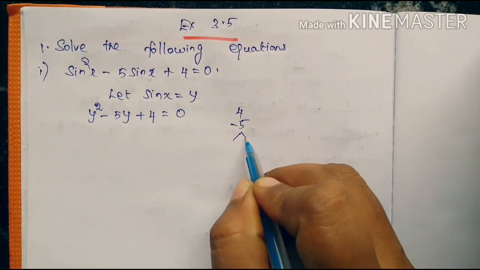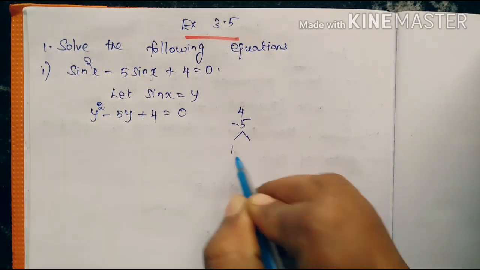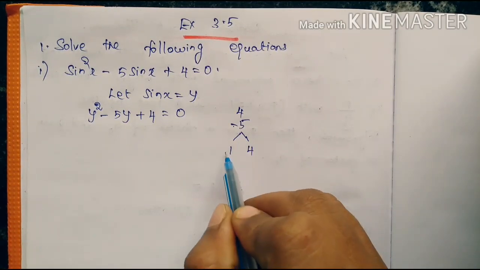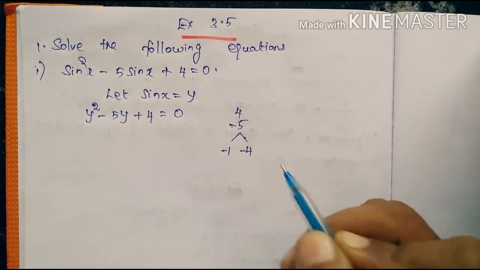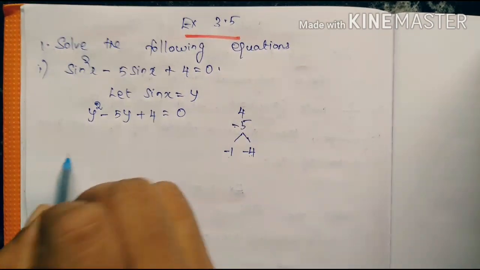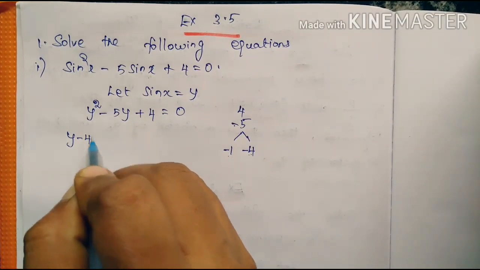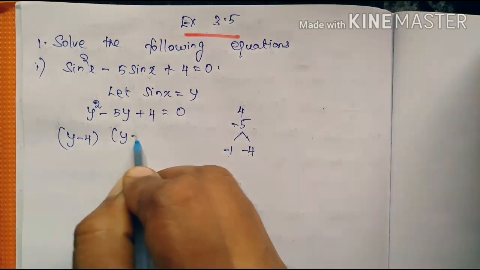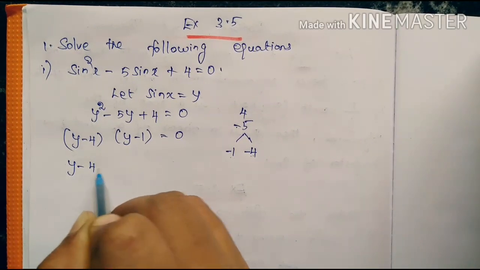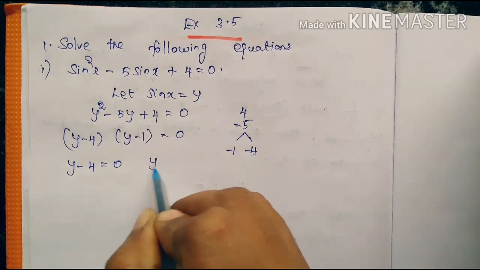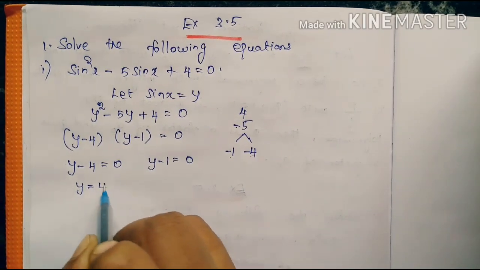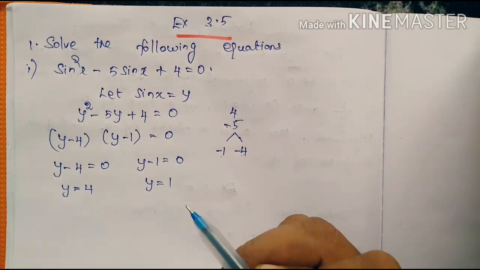So we can take the two numbers to be 1 and 4. Since it is minus 5, we can take minus 1 and minus 4. 1 into 4 is 4 and minus 1 minus 4 is minus 5. So we can write here (y minus 4) into (y minus 1) is equal to 0. That is y minus 4 is equal to 0, y minus 1 is equal to 0. So y is equal to 4 and y is equal to 1.